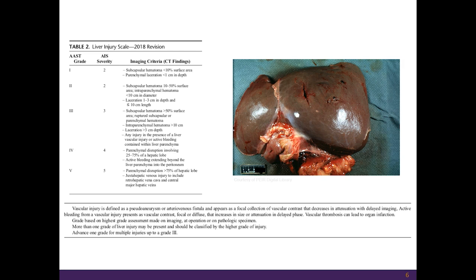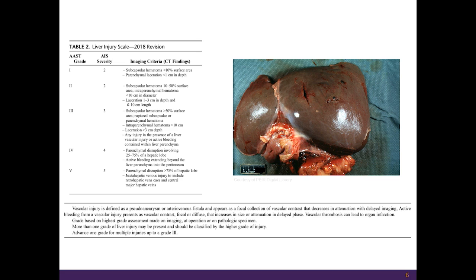When we're talking about AAST grading criteria, why do we do this? Well, we do this because it's necessary for our trauma center to maintain its accreditation. Our trauma service has asked us to place in our dissertation the grading of all the solid organ injuries that we see. And as part of that, it's very difficult to remember all this.